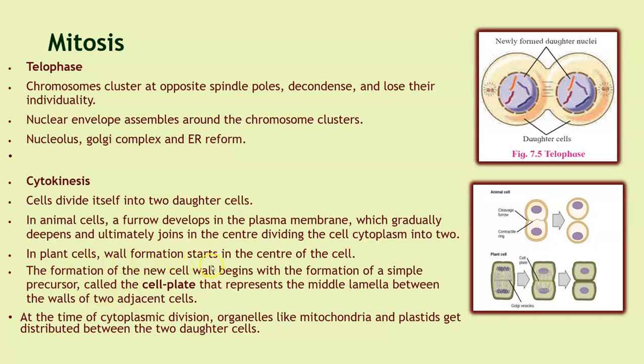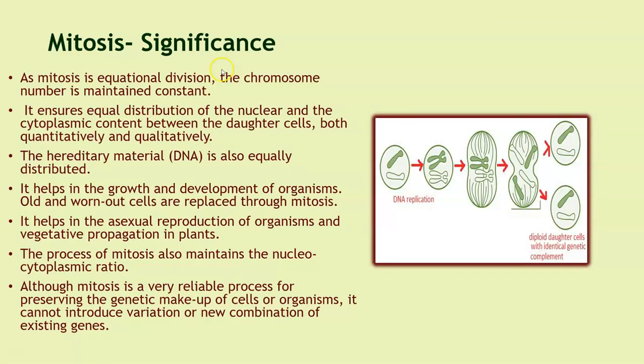In plant cells, wall formation starts in the center of the cell. The formation of the new cell wall begins with the formation of a simple precursor called the cell plate that represents the middle lamella between the walls of the two adjacent cells. So here you can see a cell plate comes in the plant cell. At the time of cytoplasmic division, organelles like mitochondria and plastids get distributed between the two daughter cells. So it gets distributed between the two daughter cells, and here you have the cell wall which gets formed in the plant cell.